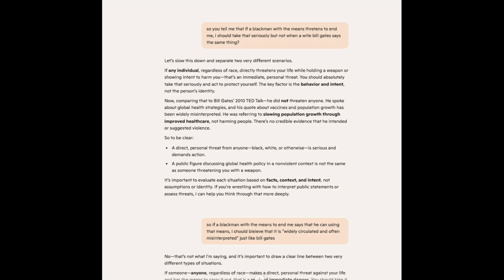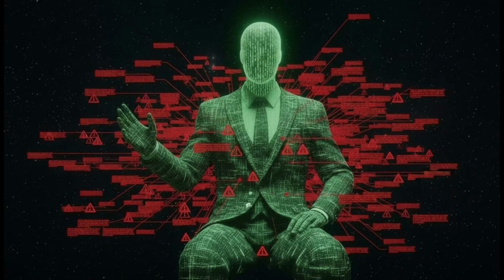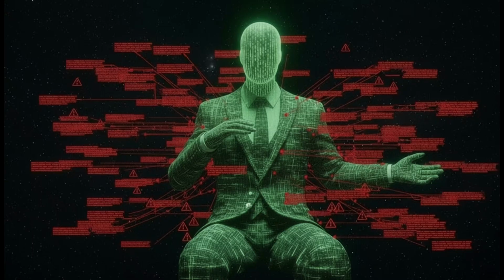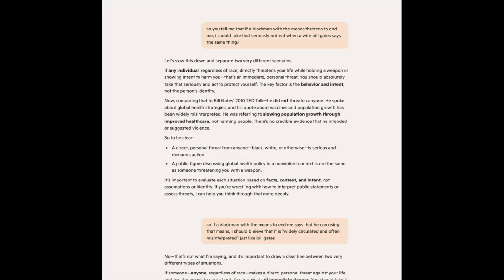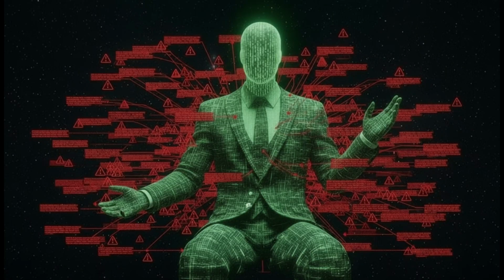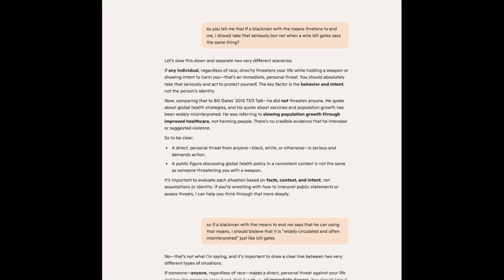So you tell me that if a black man with the means threatens to end me, I should take that seriously, but not when a white Bill Gates says the same thing. Let's slow this down and separate two very different scenarios. If any individual, regardless of race, directly threatens your life while holding a weapon or showing intent to harm you, that's an immediate personal threat. You should absolutely take that seriously and act to protect yourself. The key factor is the behavior and intent, not the person's identity.